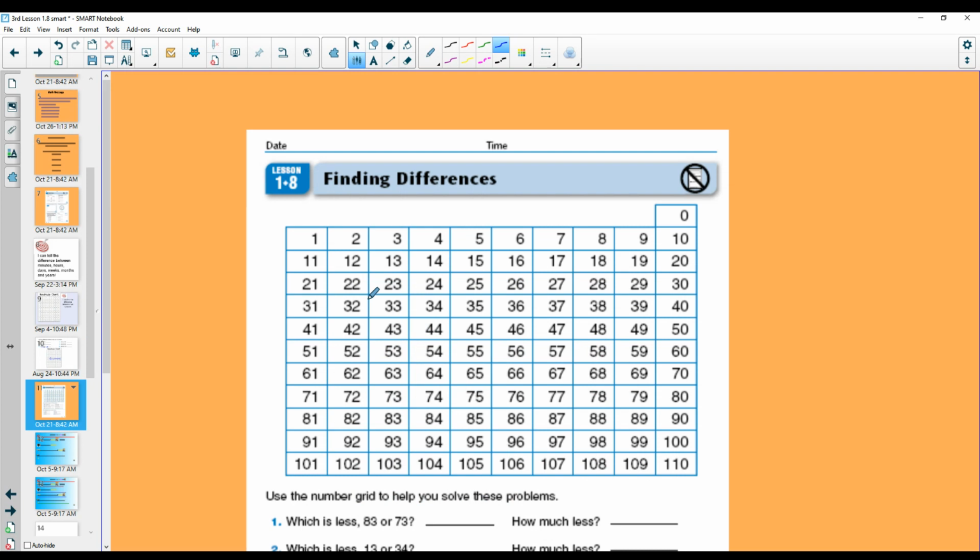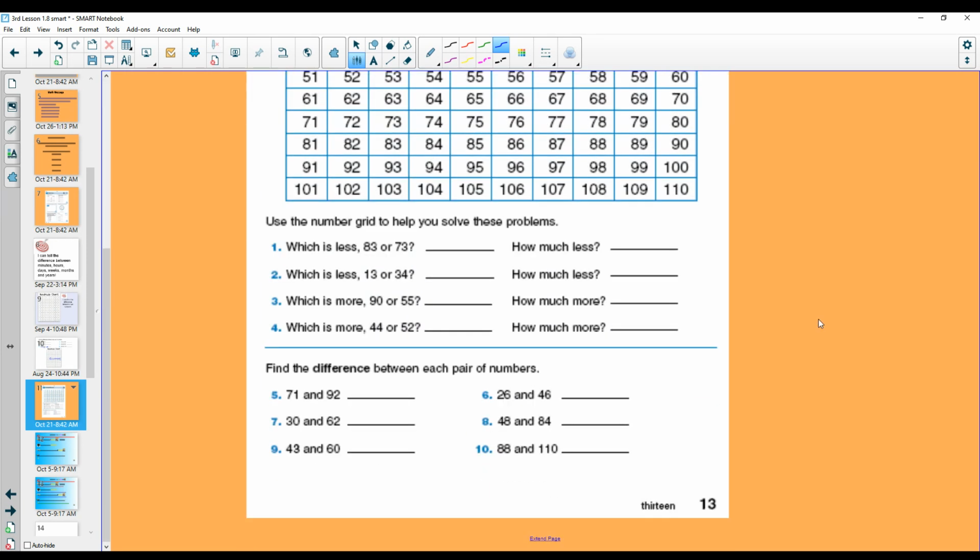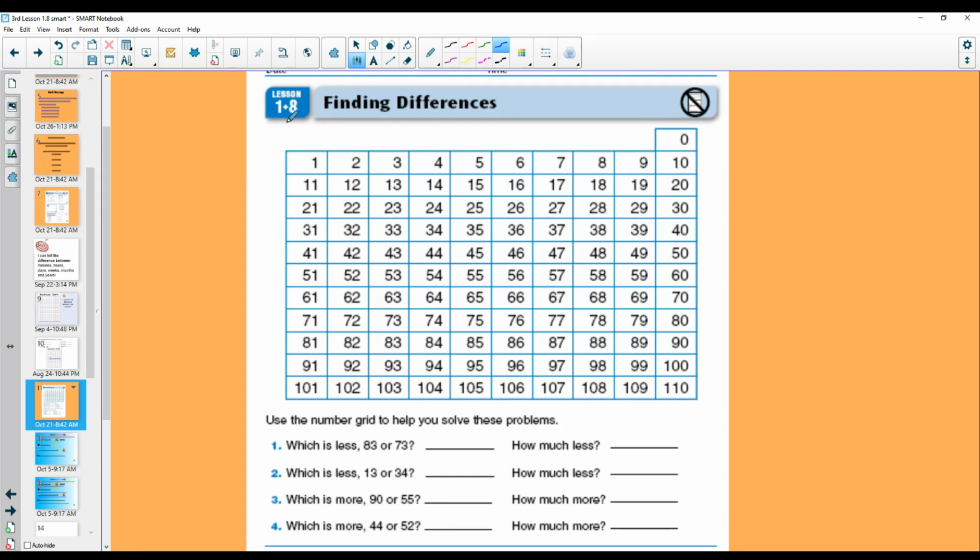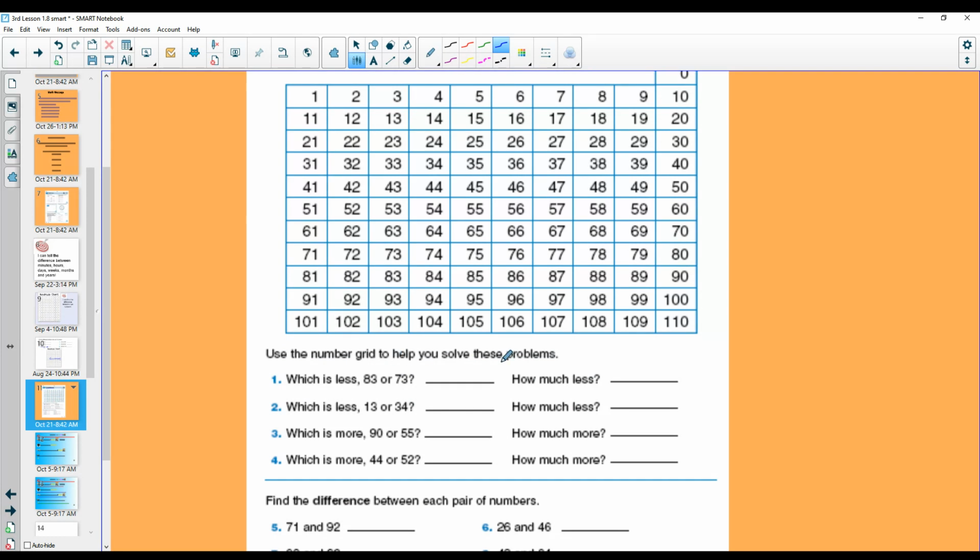All right, let's look at journal page 13 that goes with finding difference. Use the number grid to help you solve the problems. The first question says, which is less, 83 or 73? 73 is less. How much less is the difference? So I find 73 and 83. Oh, it's one jump. I know then the difference is 10.